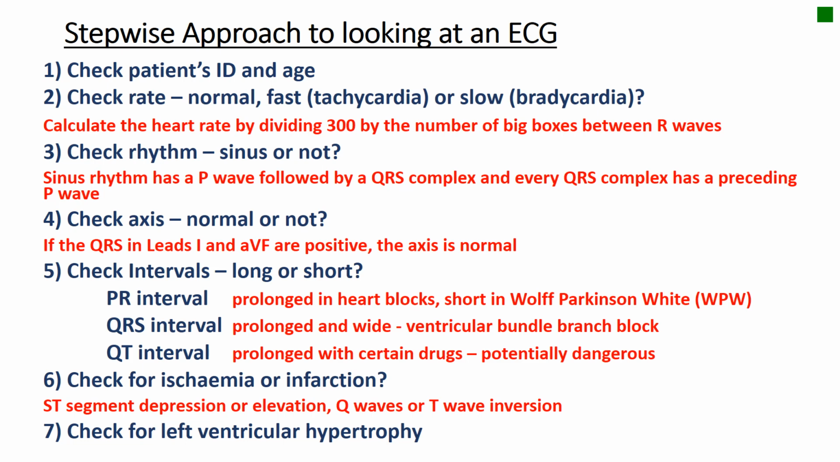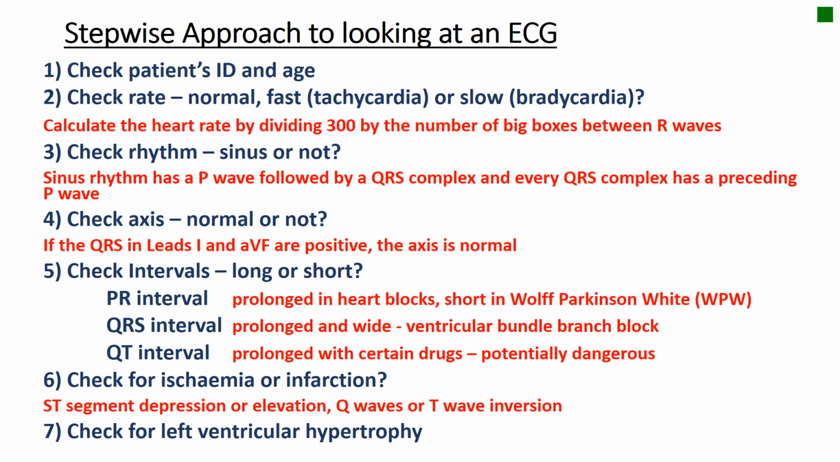We're going to look at that in a second. Check the rhythm, whether in sinus rhythm or not. Check the axis. Is it normal or is it deviated? Is it left axis deviation or right axis deviation, or is it in the normal range? Then check the intervals. Are they long or short? For example, the PR interval may be very short in Wolff-Parkinson-White syndrome, or prolonged in heart block. QRS interval, is it really wide? Prolonged again, is there some bundle branch block going on? The QT interval, now this can be prolonged with certain drugs, and this is potentially dangerous, as I mentioned earlier.